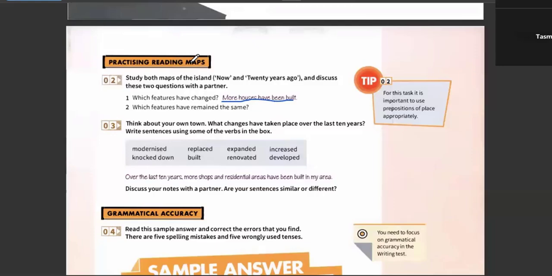So take 5 minutes time. I think 5 minutes is enough, or do you need more? 5 minutes is enough. Okay, great. So write 10 sentences about your area.